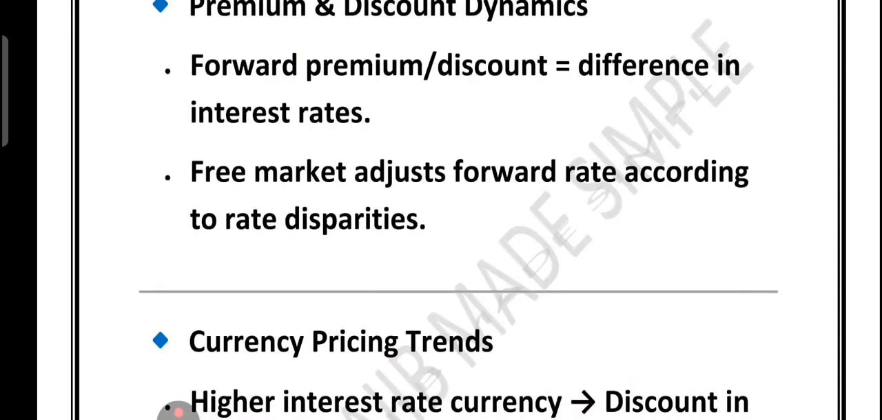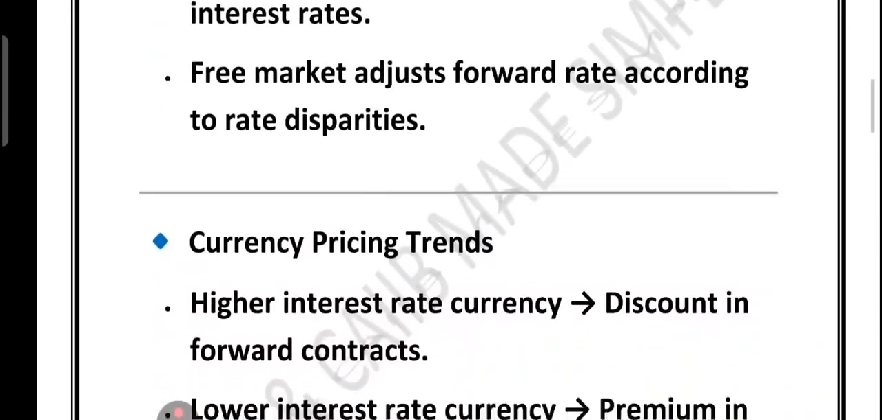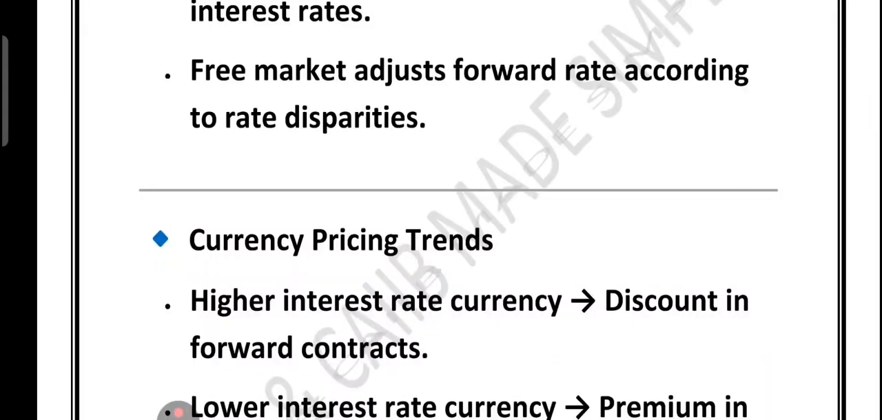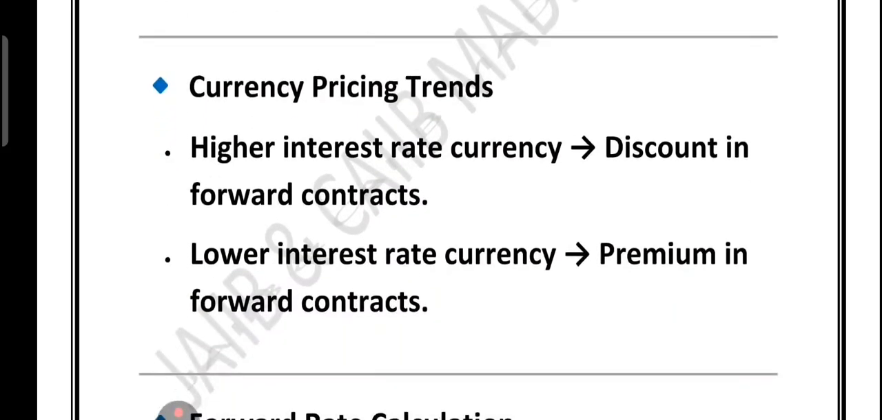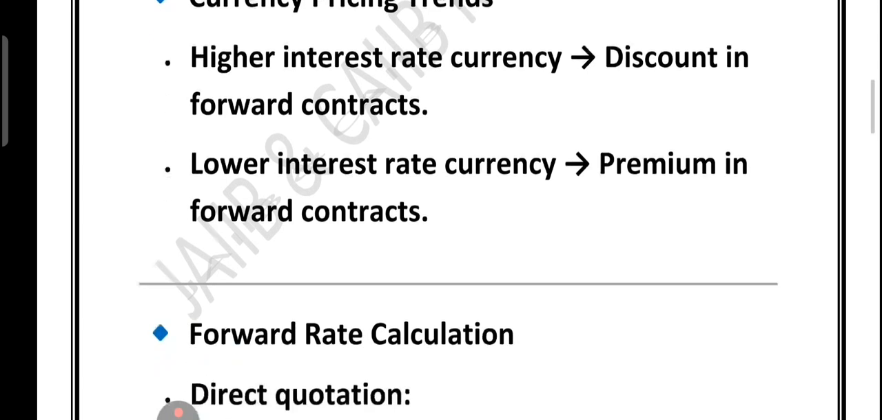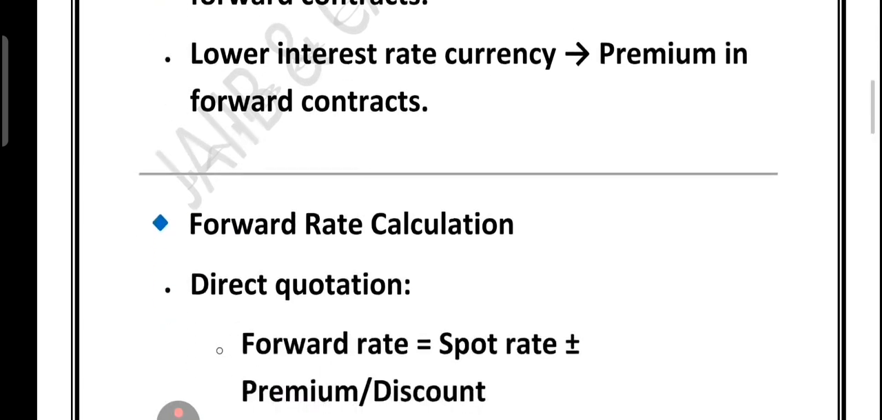So remember, the forward rate depends on the interest rate differential. Very important thing. And it reflects the cost of holding funds in each currency. The forward rate ensures fair pricing for the future exchange rate. Right. So you can see the trend here. Suppose there is a higher interest rate currency. That will be at a discount in the forward contract. If it is a lower interest rate currency, it will be at a premium in the forward contract.